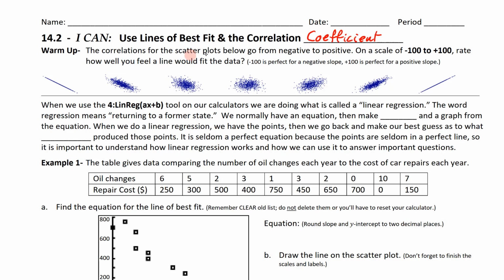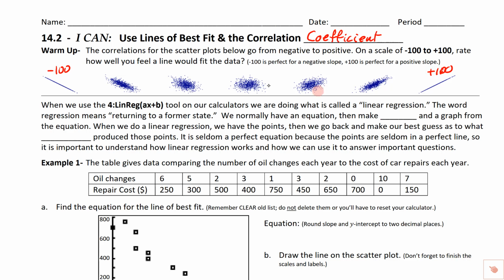It says the correlations for the scatter plots below go from negative to positive. On a scale of negative 100 to positive 100, rate how well you feel a line would fit the data. Negative 100 is perfect for a negative slope, so that's going to be this one right here. So I'm going to go ahead and put a negative 100 on that one. And positive 100 is perfect for a positive slope. So this is a perfect positive line right here. So we're going to put positive 100 on that one.